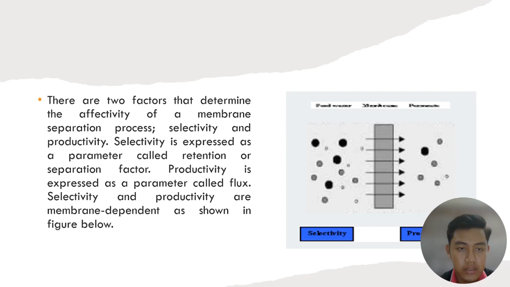There are two factors that determine the effectiveness of a membrane separation process, which are selectivity and productivity. Selectivity is expressed as a parameter called retention or separation factor. Meanwhile, productivity is expressed as a parameter called flux. Selectivity and productivity are membrane dependent, as shown in this figure.